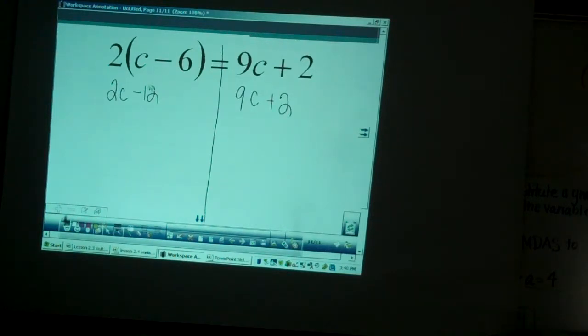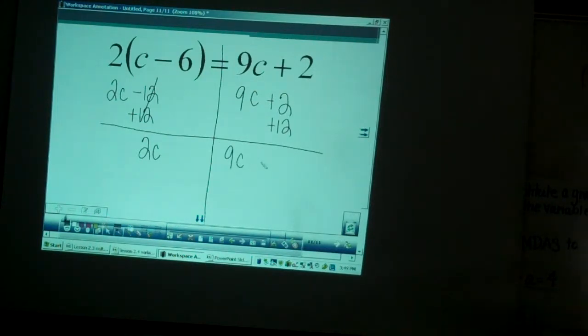Now on the same side of the border, do I have anything to combine? No and no. So then I need to move things across my border. If this is minus 12 and I want to combine it with 2, I must do the inverse operation. So I cancel that out. Over here I'm only left with 2c. Over here I'm left with 9c plus 2 plus 12 is 14.